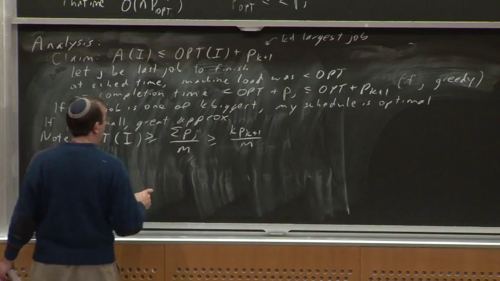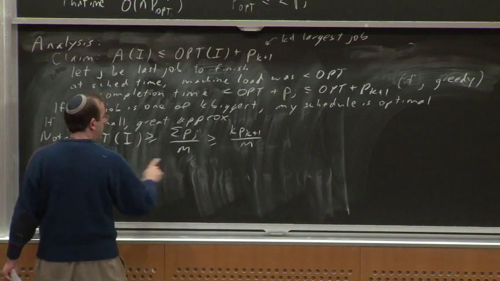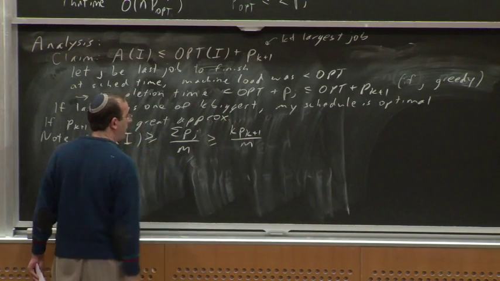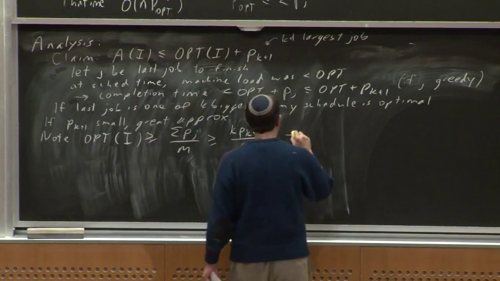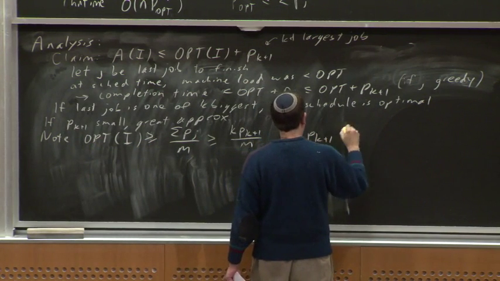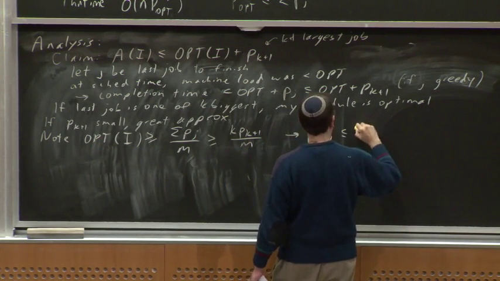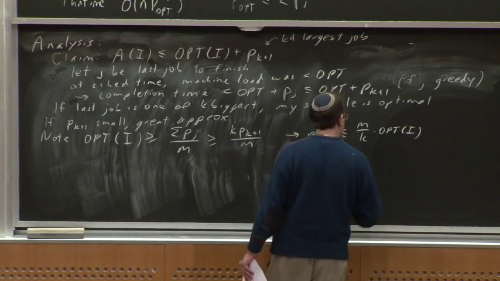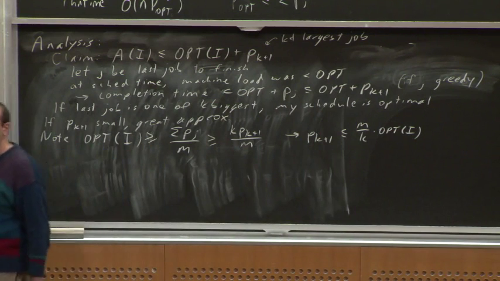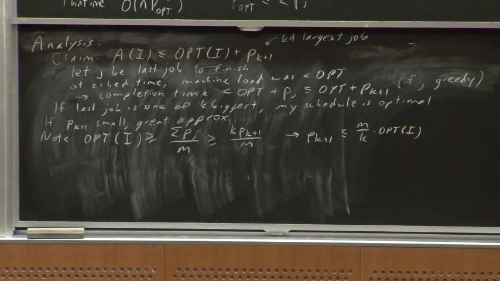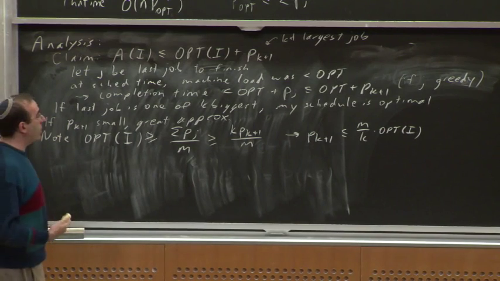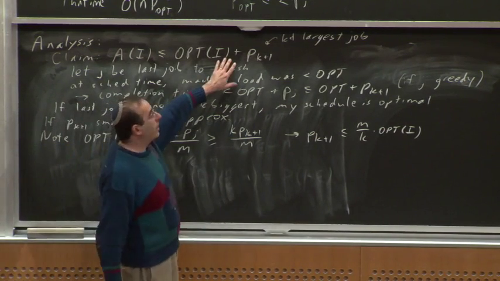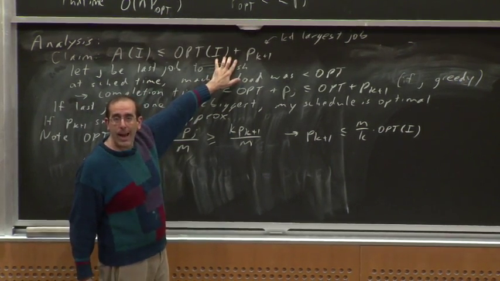So now that I have this bound, that opt is greater than or equal to k over m p_{k+1}, that of course implies that p_{k+1} is at most m over k times opt. But if I've now upper bounded p_{k+1}, I've said p_{k+1} can't be too big, then I can conclude that my approximation can't be too bad.